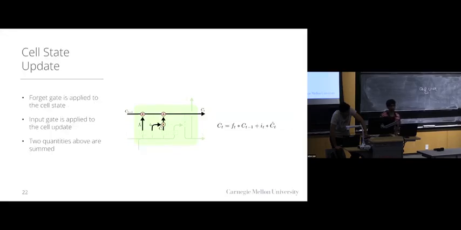So this is how the cell state update works. You first multiply the forget gate with your previous cell state, and then multiply your input gate with the cell state update. Does this make sense to everyone? Okay.